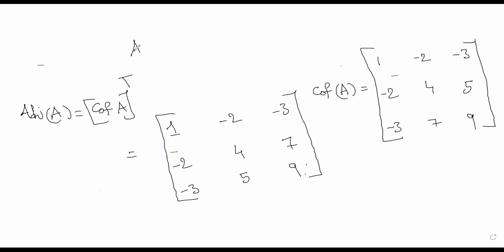You know, A inverse is 1 by det A times adjoint A. Since the det A value is 1 only, A inverse is adjoint of A. And this is our required matrix, this is our A inverse. Because det A is 1, adjoint A is equal to A inverse. Clear? Now let's move on to the next one.